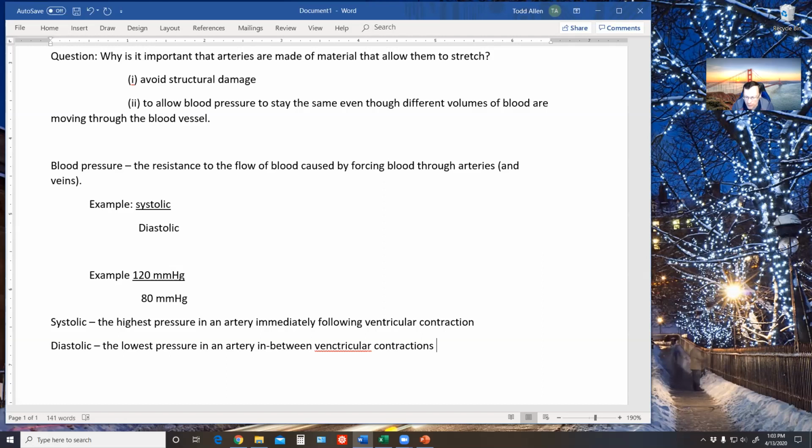So, gang, do you have any questions about blood pressure? All right, so let's make blood pressure a side note, because I don't normally talk about it here in the lecture.